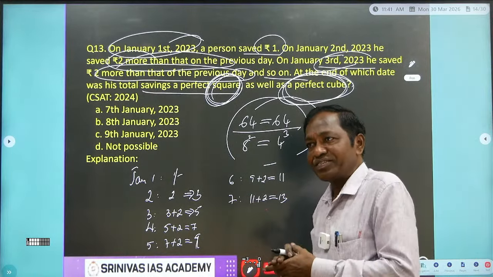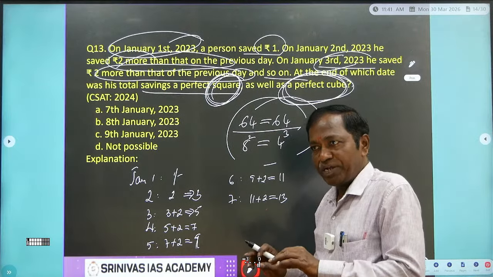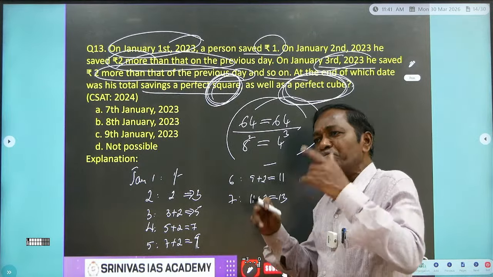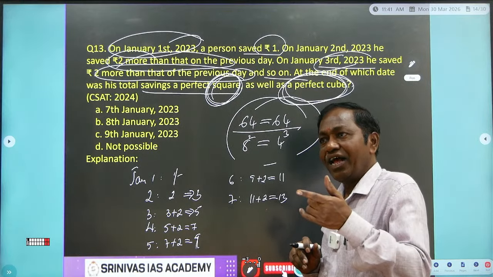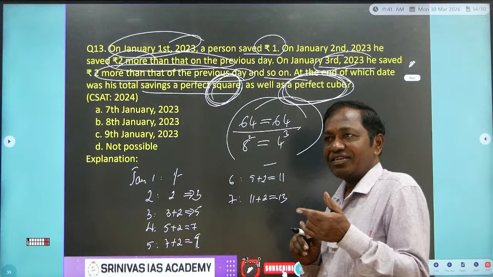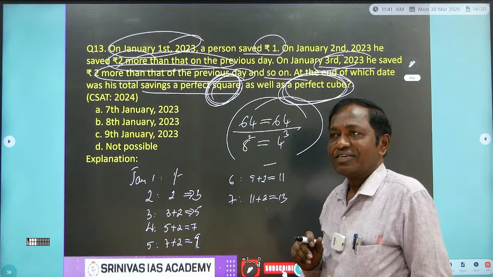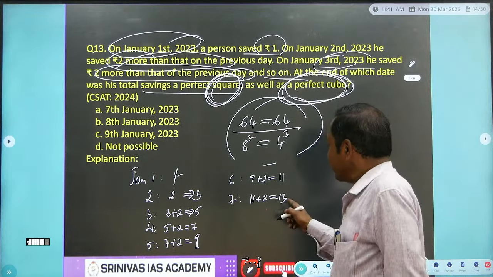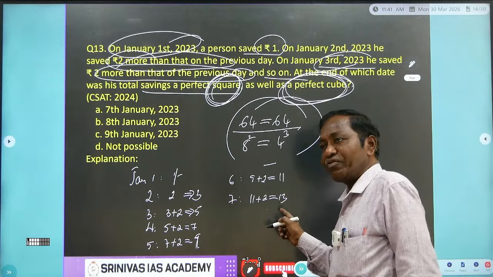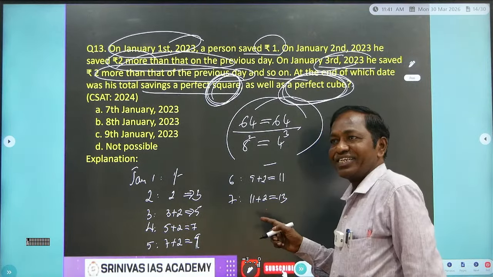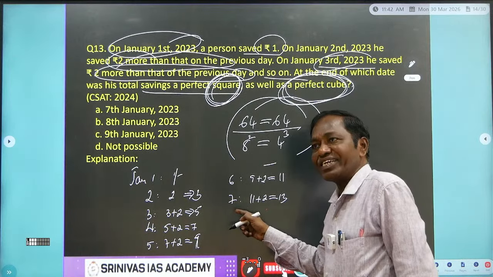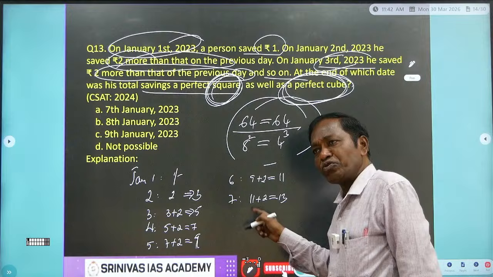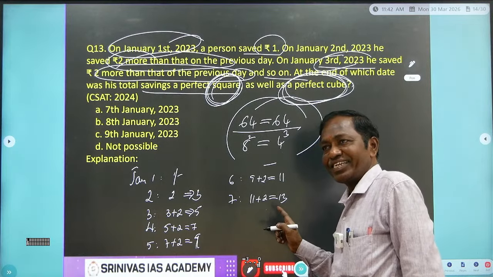Second day you will have 3 rupees. Today you will have 1 rupee. Tomorrow you will have 3 rupees. Day after tomorrow you will have 5 rupees. What is the 3 days total? Sir, see if I am saving. No, see, you are saving 13 rupees on the 7th day. What is the cumulative money? 13 rupees you save on the 7th January. But what is the total money up to January 7th?